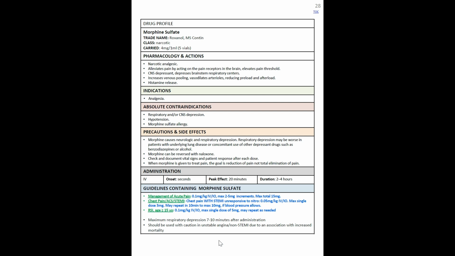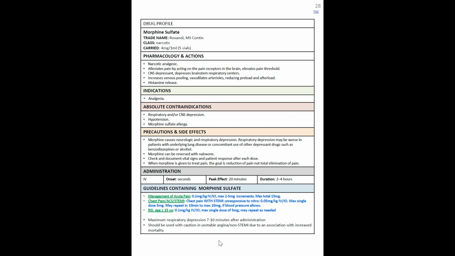And you would give half a dose. So it's 0.05 milligrams per kilogram IV/IO, max single dose of 3. The reason why they do this is because in the setting of unstable angina or NSTEMIs, or non-STEMIs, morphine has been shown to cause a higher risk of mortality compared to those who weren't given morphine. And so just be cautious of this when giving morphine to chest pain patients that are unresponsive to nitro. Maybe elect a different type of opiate instead.